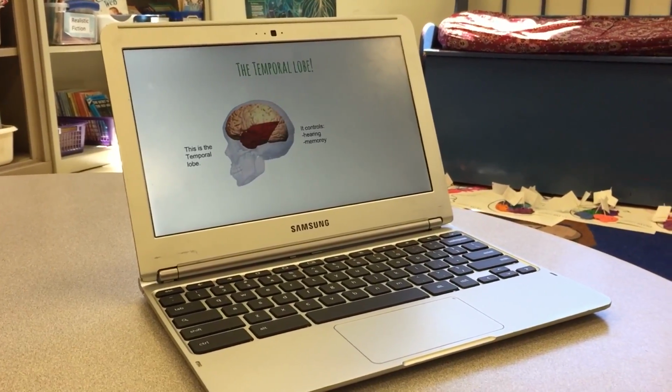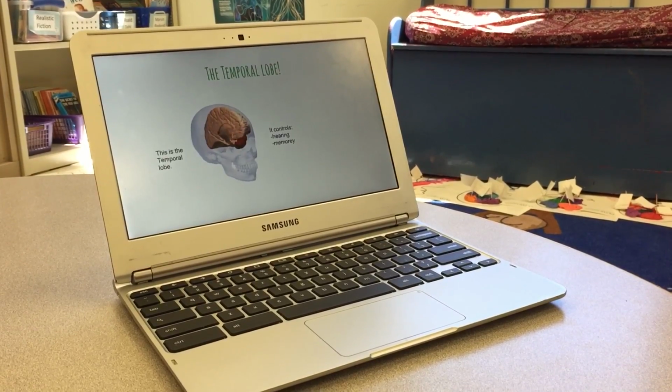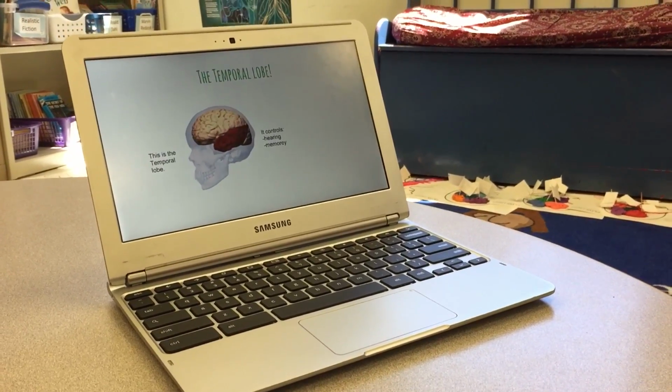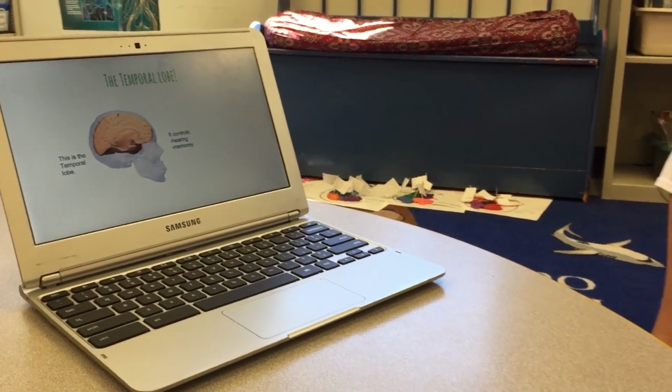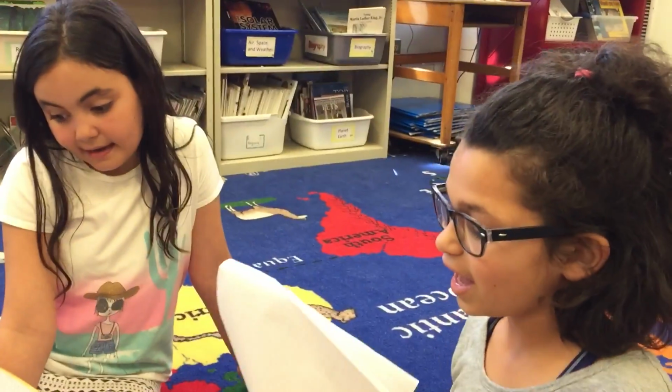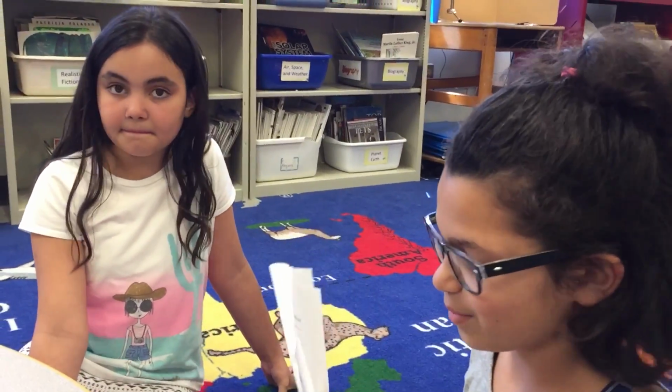This slide shows the temporal lobe. It controls hearing and memory. Hearing and memory, that's not nearly as much work as the others. Perfect. That means I'll get my homework done in no time. Yeah. Anyway, all right. The temporal lobe controls hearing and memory.